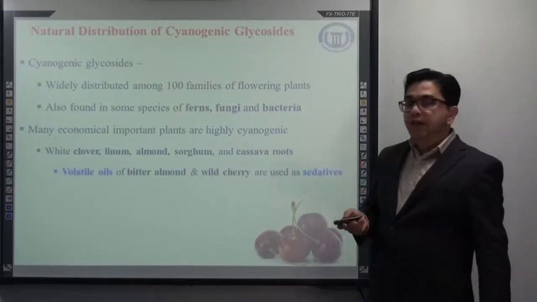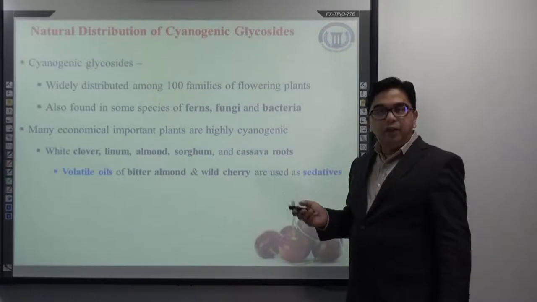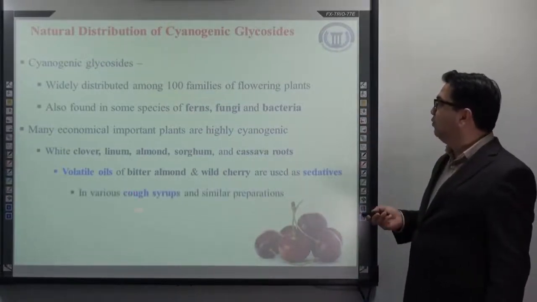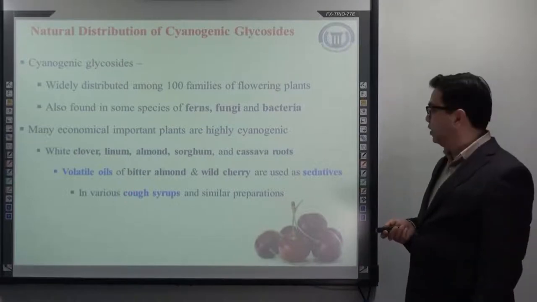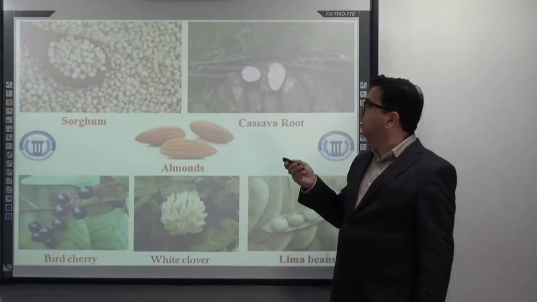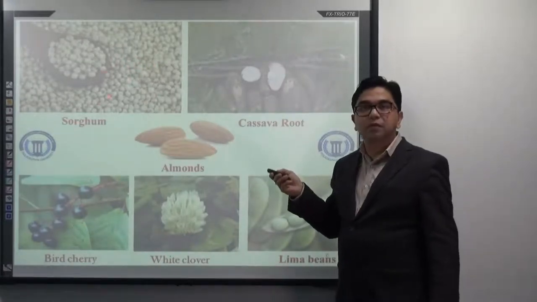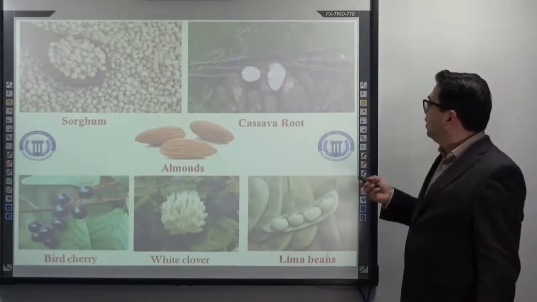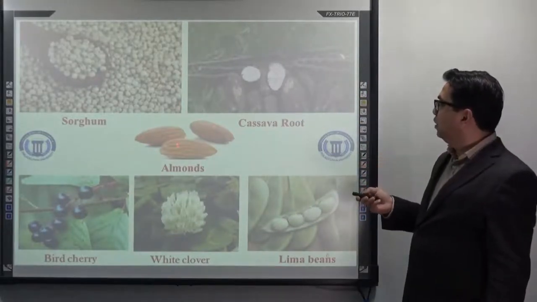And I'd like to mention here that volatile oils of bitter almond and wild cherry are used as sedatives in various cough preparations and also similar preparations. These are the pictures of sorghum. If you look at this picture of sorghum, it is heavily consumed, especially in this country, Jordan. And cassava root, this is how it looks, bitter almond.